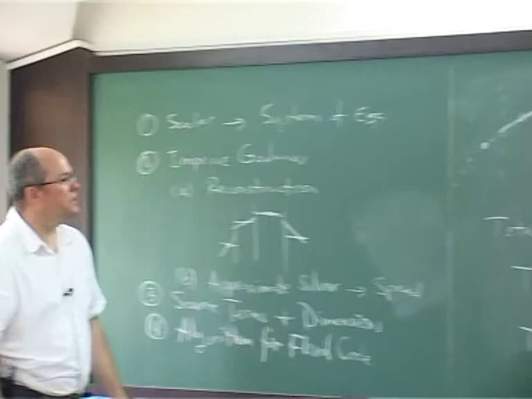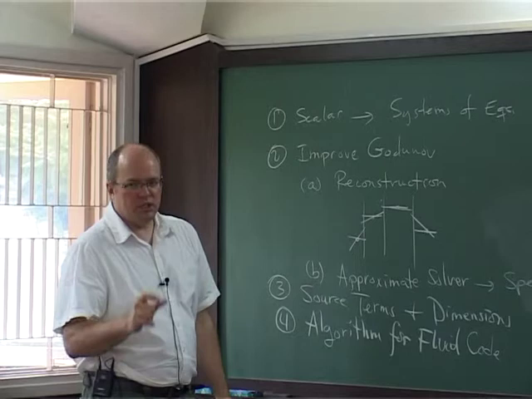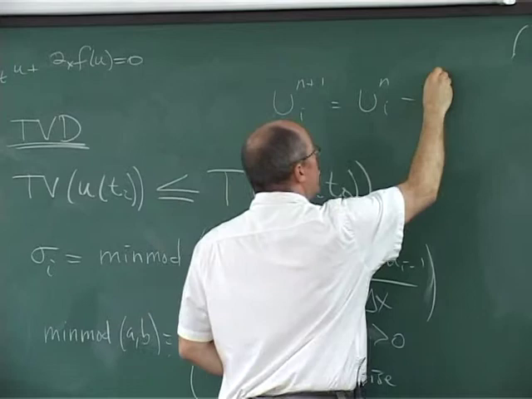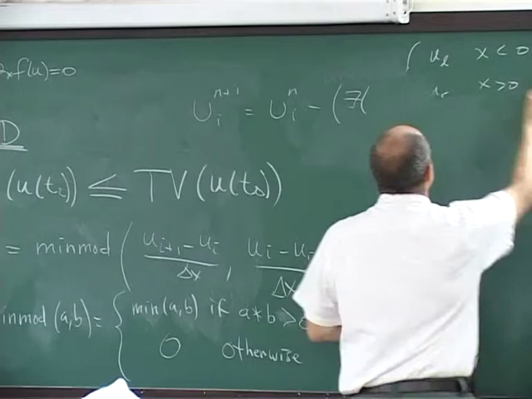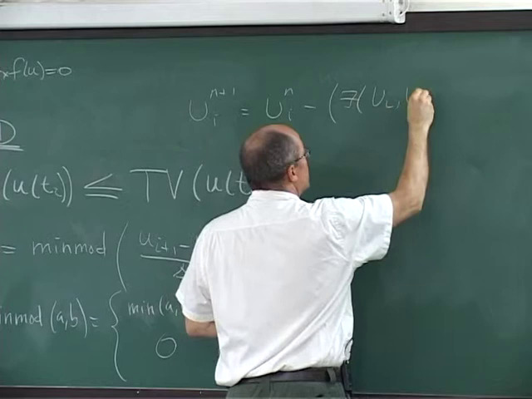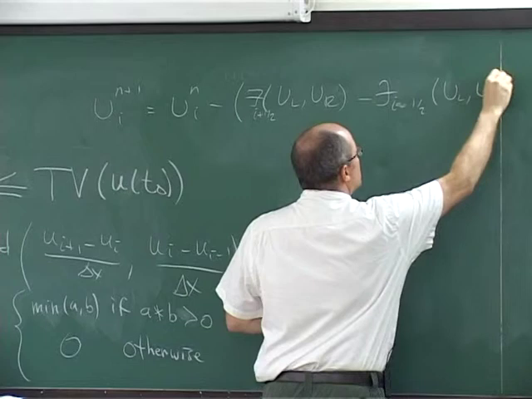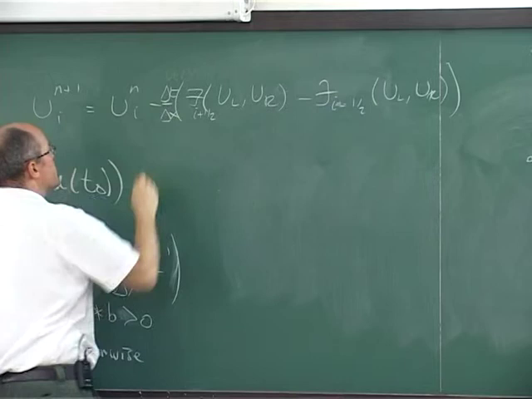Now, there's one caution I need to say. When I wrote down the good enough technique, I said the solution was u^(n+1) is u^n minus the numerical fluxes, which depend on a left state and a right state, F at i plus 1/2 minus F at i minus 1/2, again depending on a left and a right, divided by delta x and multiplied by delta t.